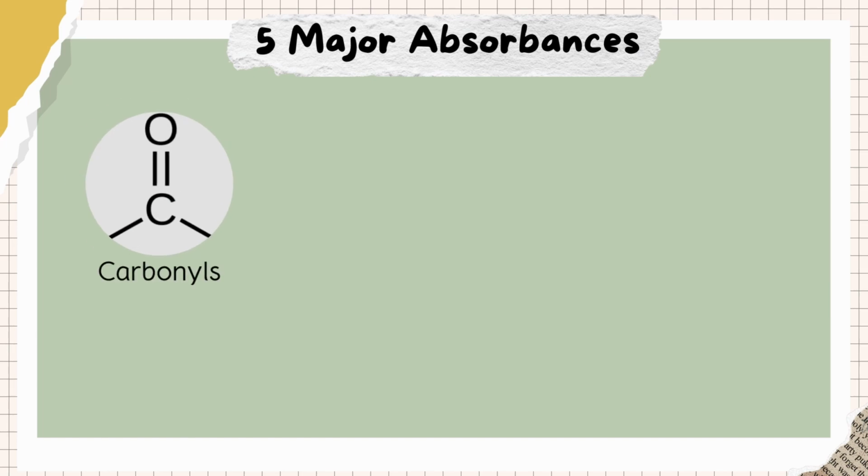Carbonyls, so those are CO double bonds. Keep in mind that there are many functional groups that have a carbonyl in them, but I'll show you how to tell the difference between a couple of them. 2. Hydroxyls, so those are oxygen-hydrogen bonds, and those can be present in a variety of functional groups as well. For example, we'll look at the difference between an OH in a carboxylic acid versus one in an alcohol.